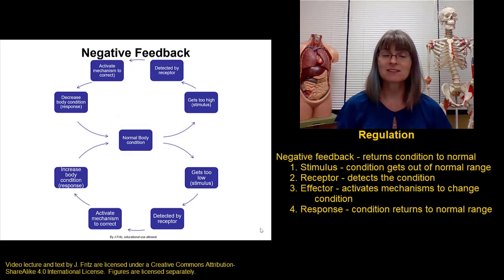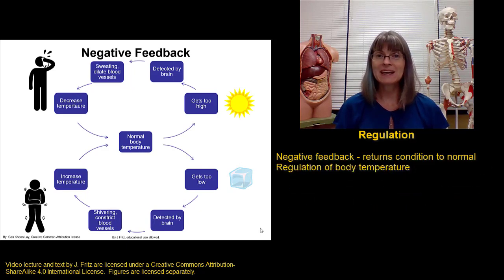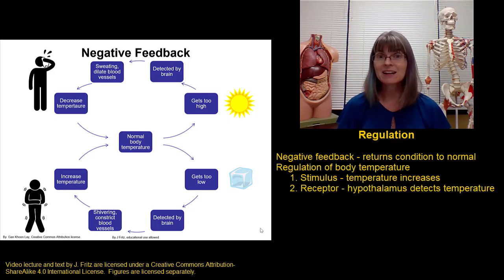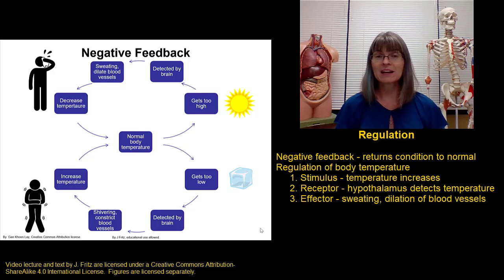Let's look at a specific example instead of general. Body temperature is regulated by negative feedback. As long as your body temperature stays in the normal range, everything's fine. But if something happens to cause your body temperature to increase so that you get too warm, the hypothalamus in the brain detects that the body temperature has risen too far, and it activates mechanisms to try and cool you down. Specifically, the hypothalamus will activate sweating, so that evaporation of that sweat can help cool the body.